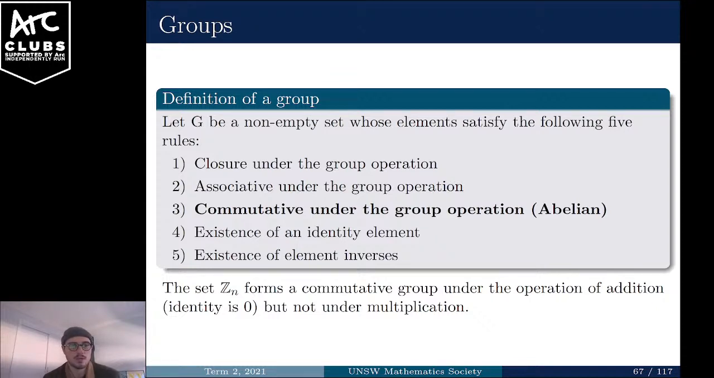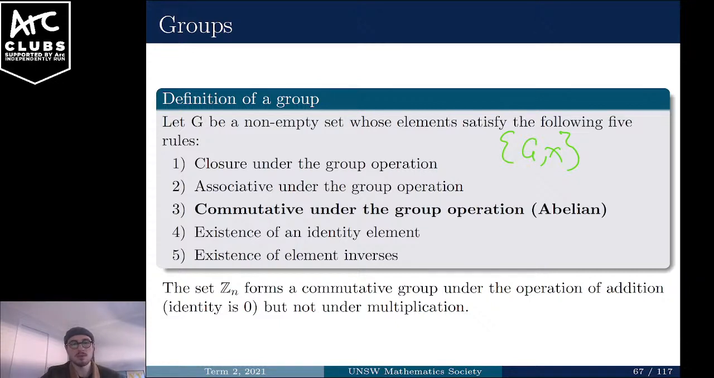So we've got closure. So we're going to have some sort of group operation connected to this set, right? So we have G, and let's just say we have multiplication, right? If we have those two together, it's closed under the group operation. It's associative under the group operation. Skipping this one for a second, we've got existence of an identity. We've got the existence of element inverses. So we've got an inverse for every element.